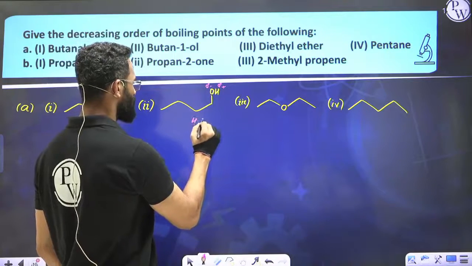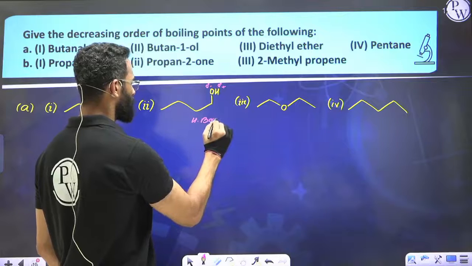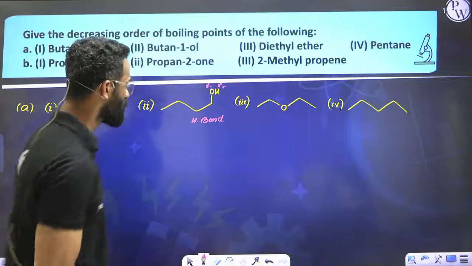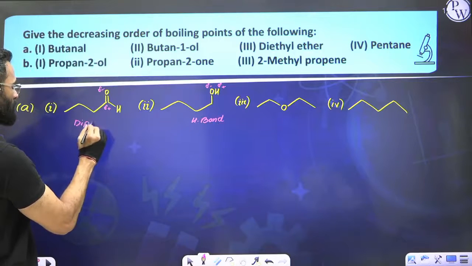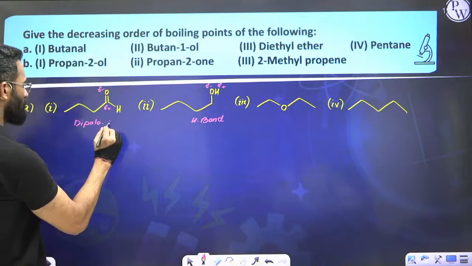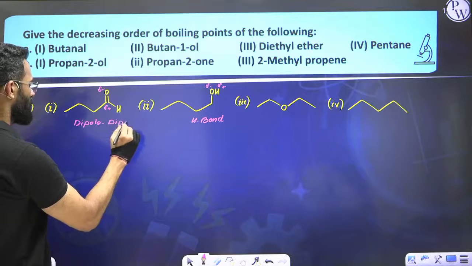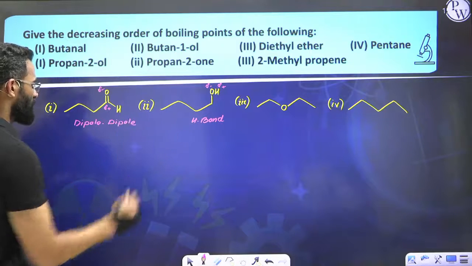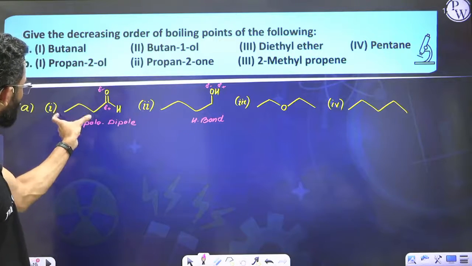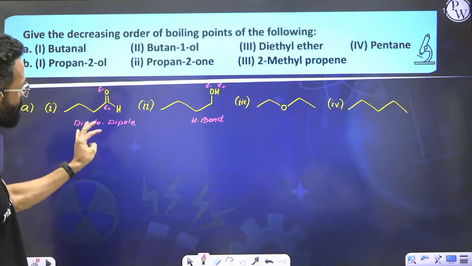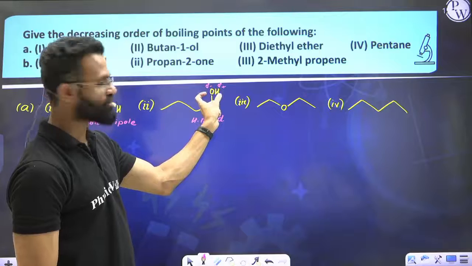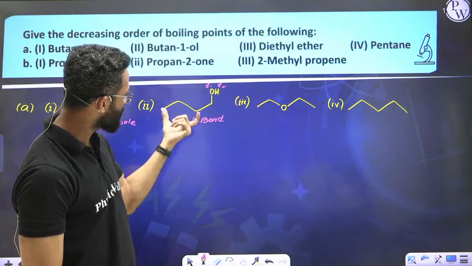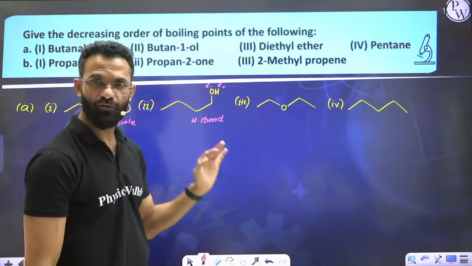So here the interaction is going to be hydrogen bonding. Here the interaction is going to be dipole-dipole interaction. Of course, other than dipole, because of the presence of the alkyl group, there will be van der Waals forces also. Here also, other than the functional group OH, which will show hydrogen bonding, due to the hydrocarbon nature, there will be van der Waals forces also.